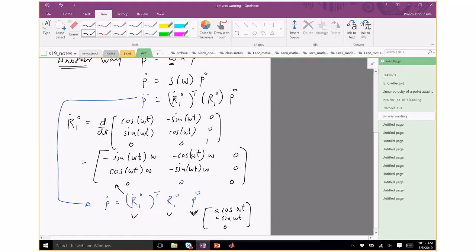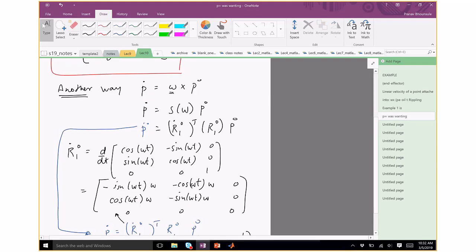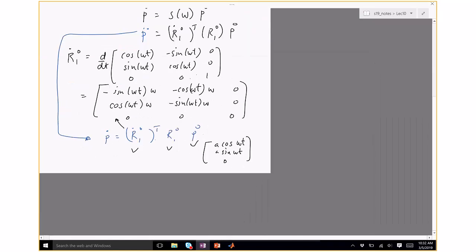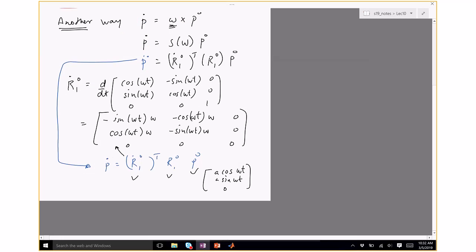I've written down everything as a matrix, and sometimes that's easier than trying to solve it this way. So it's really up to you how you want to solve it. MATLAB can do both. There's a function called cross, which can do A cross B, the vector cross product. But if you don't want to do that, you can use matrices using the skew symmetric matrix. So that is about velocity of a generic point.